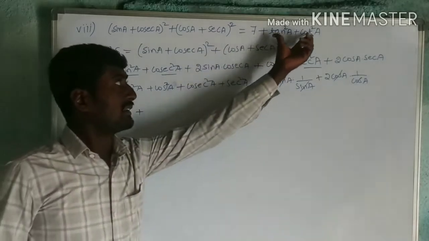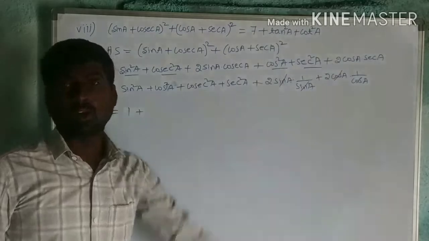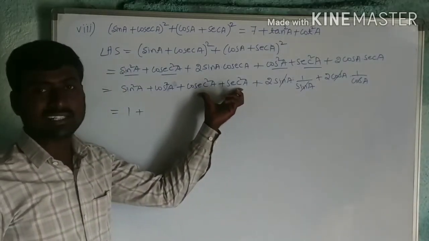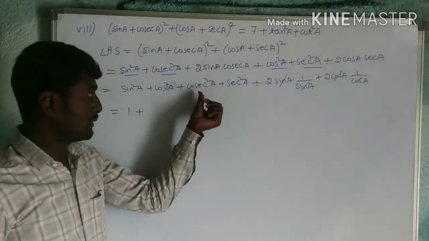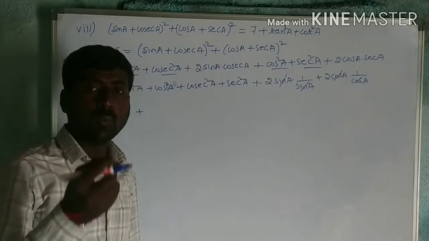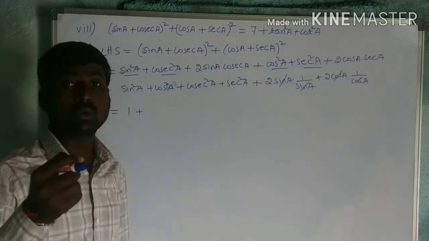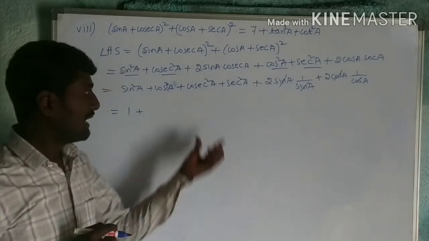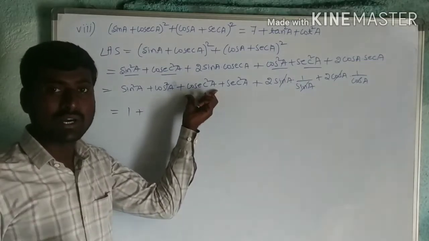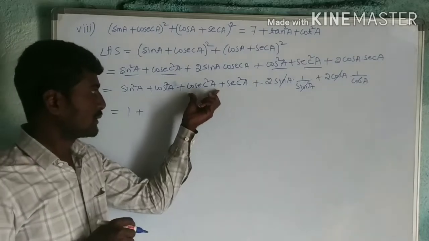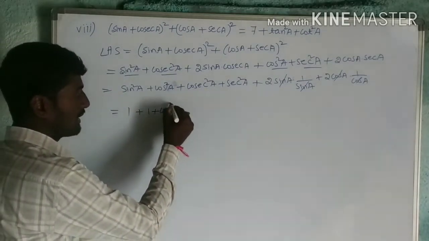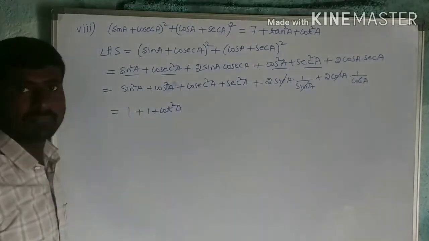Now here right side I want in terms of tan and cot. Tan square and cot square I want. But here I'm getting cosec square and sec square, I don't want them. So therefore in place of cosec square I use the identity 1 plus cot square A is equal to cosec square A. That identity I will use here. So cosec square A is nothing but 1 plus cot square A. We know the formula.